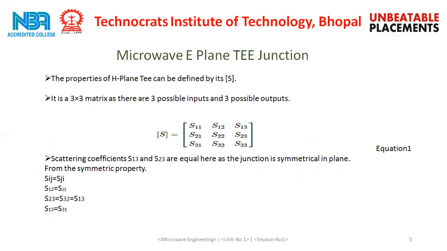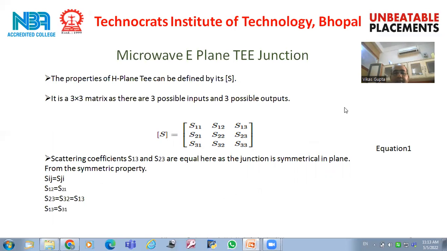The very important second interpretation concerns the symmetric property of the scattering matrix. We know that the scattering matrix follows the symmetric property. Symmetric property means Sij is always equal to Sji, like S12 is equal to S21, S23 is equal to S32, and we know that S23 is equal to minus S13. So we can write S23 is equal to S32, which is equal to minus S13, and S13 is equal to S31. So we can reduce this.